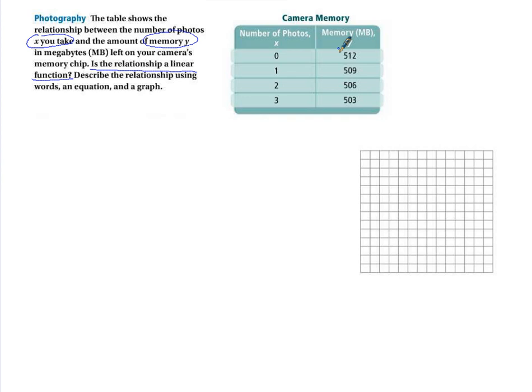So then I take a picture, what happens? What goes down? So the amount of memory I have left decreases, okay? So this is memory on my phone, or is it memory remaining on my phone, or is it the memory that I get on my phone? What is this?